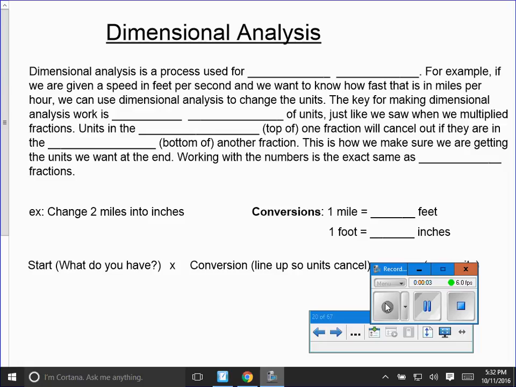This is our video for Unit 4, Day 4. So it's going to be a short set of notes today. We're talking about something called dimensional analysis. And all that really means is we're changing units.